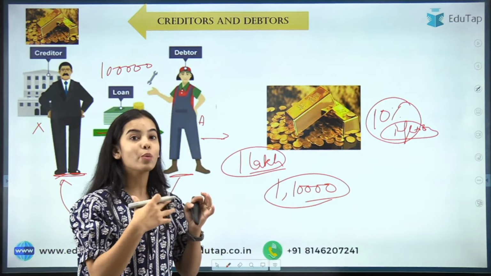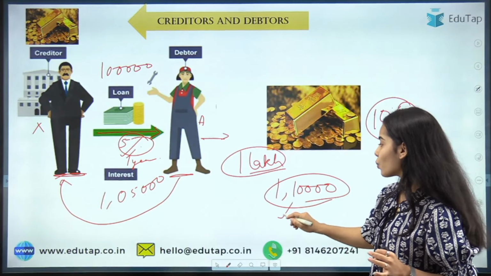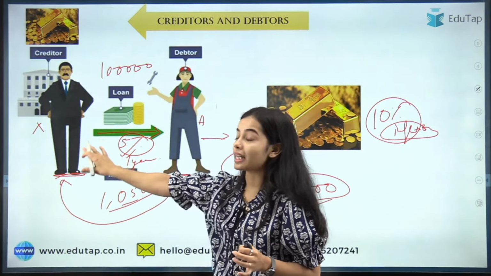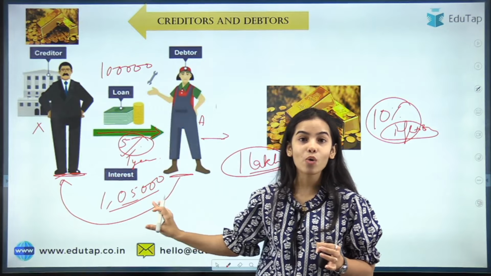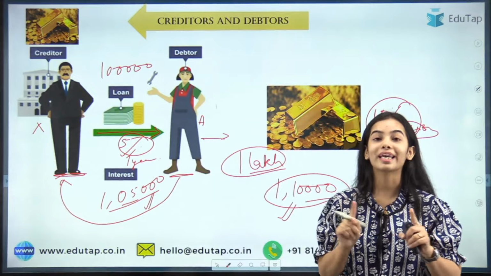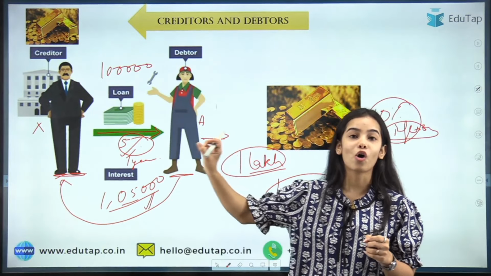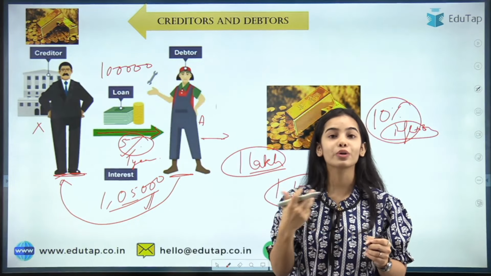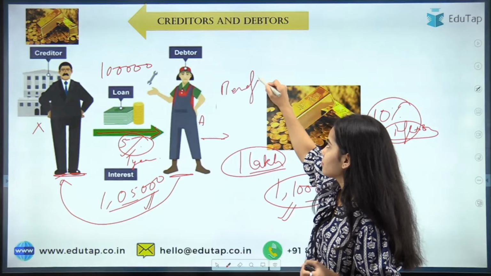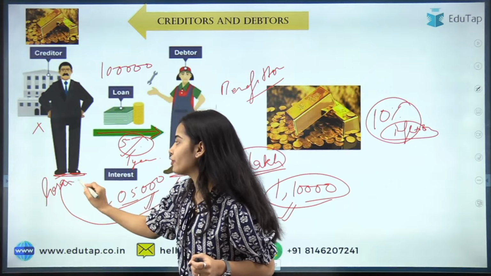So now after 1 year, the debtor has the gold that is worth 1,10,000 and the debtor has to give 1,05,000 to the creditor. Can the creditor now buy the same gold with this money? No, he cannot. From this concept, here comes the beneficiary or the loser of inflation. So this debtor is a beneficiary from inflation and the creditor is the loser from inflation.